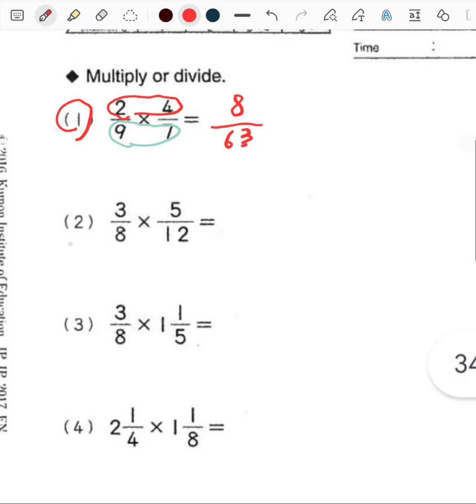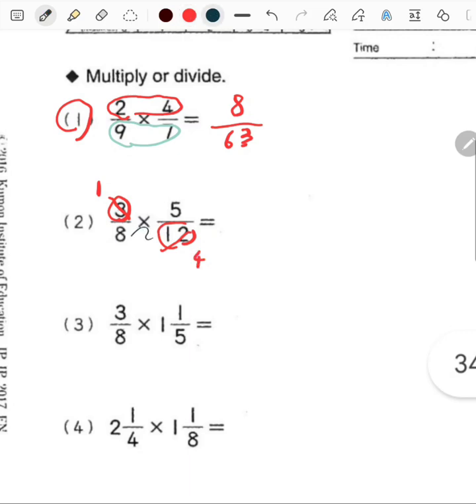So let's try question number 2. As I can see, with 3 and 12, we can divide both by 3. So I'm going to cross out 3 and put a 1 here, because 3 divided by 3 is 1. Cross out 12 and put a 4 beside it, because 12 divided by 3 is 4.